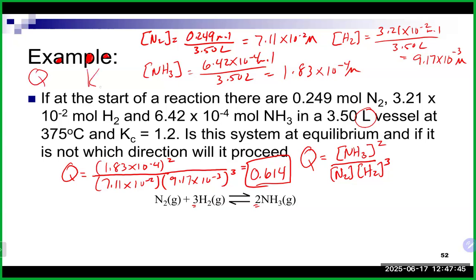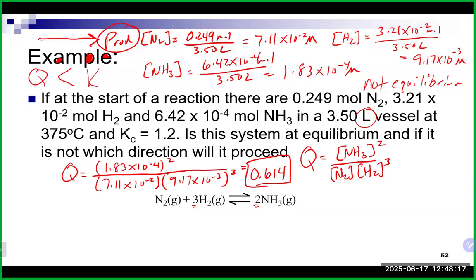Our K value is 1.2. In this particular case, our Q value is less than K. So that tells us we are not at equilibrium, because they do not equal each other. Secondly, opposite of the way this is pointing, it goes to the product side, which is where we need to go to reach equilibrium. So we need to make more products here to get ourselves to equilibrium.